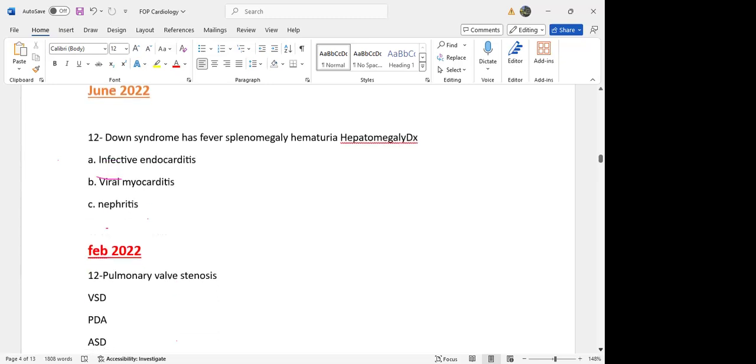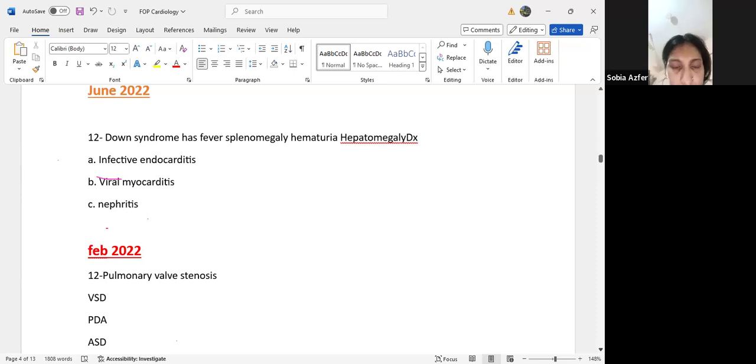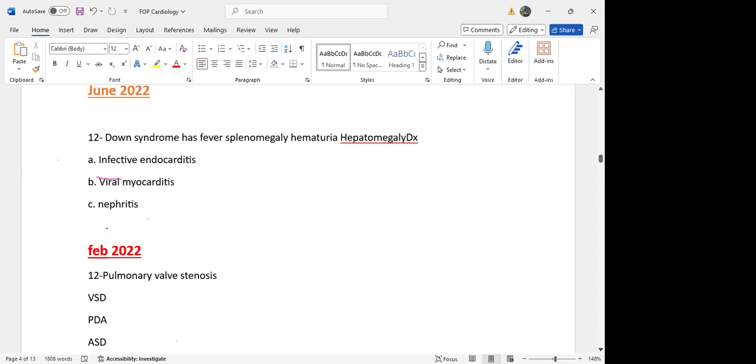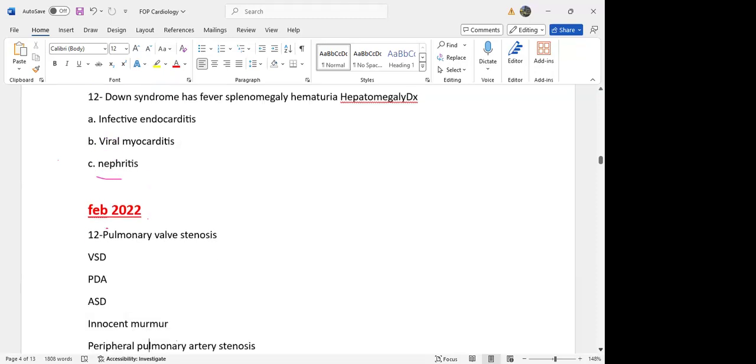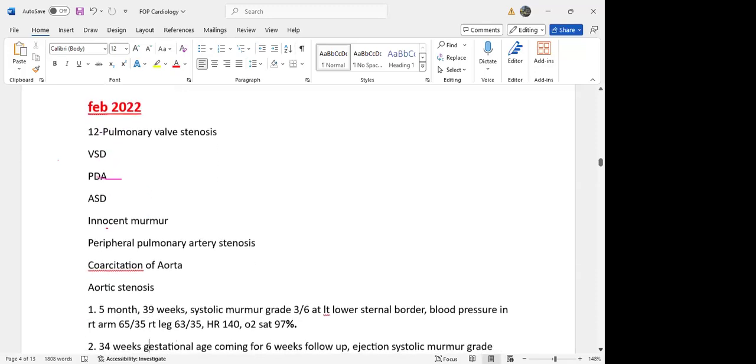Down syndrome with fever, splenomegaly, hematuria, hepatomegaly. What do you think the diagnosis is here? Infective endocarditis. Why infective endocarditis? Because we all know that 50% of children with Down syndrome have underlying congenital heart disease. So indirectly, they are giving you a clue about congenital heart disease.